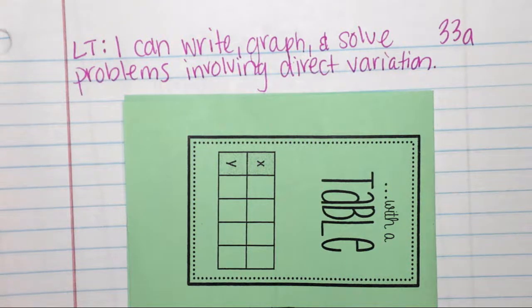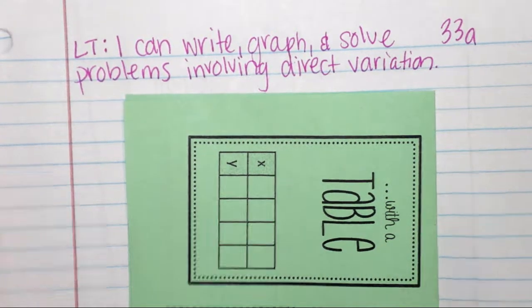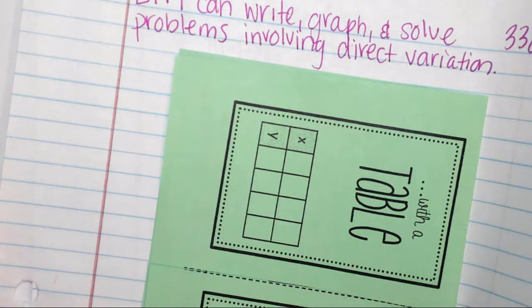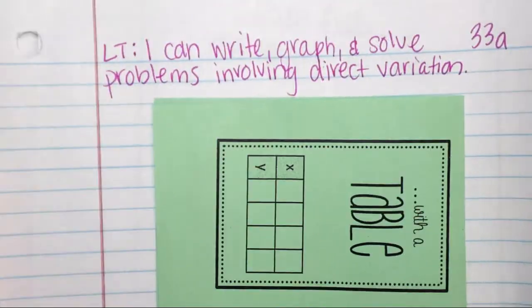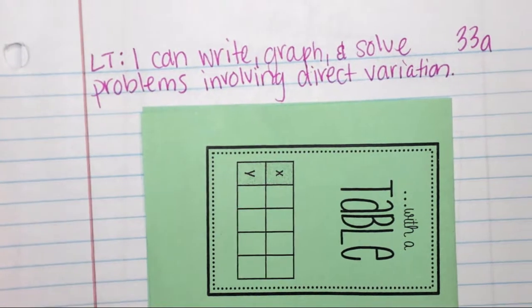Our goal today says, I can write, graph, and solve problems involving direct variation. So we're doing 3 things on the flappy, and then we're doing 1 thing on the back where we have to write problems down, so we're going to have to move. Is everybody ready? I need you to be ready, and I need you to get on my pace.